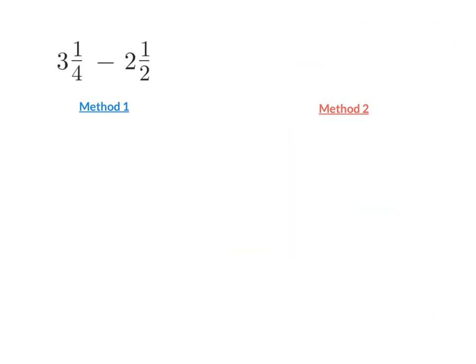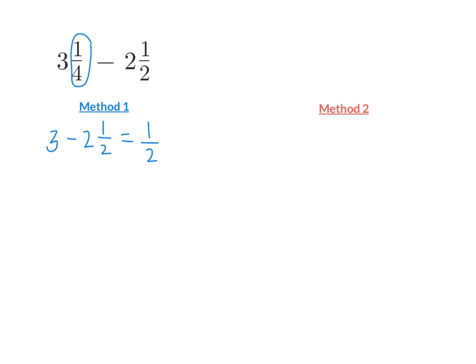Okay, let's give this problem a try. 3 1/4 minus 2 1/2. For the first method, we're going to ignore the fraction part. We're going to say it's 3 minus 2 1/2. Well, I know this in my head because if I have 3 and I take away 2 1/2, I'm left with 1/2. But my answer is not going to be 1/2.